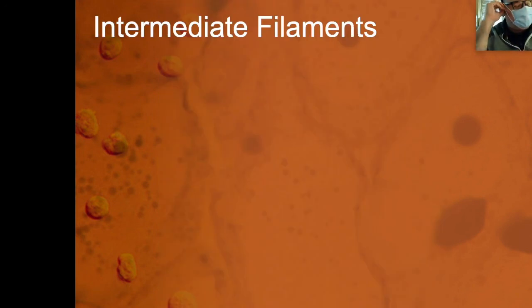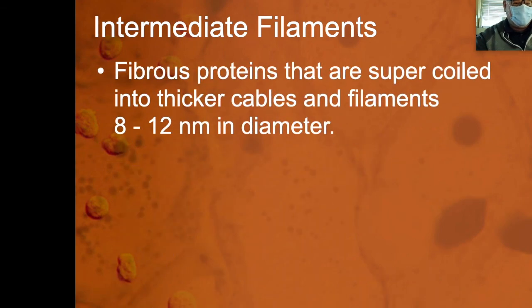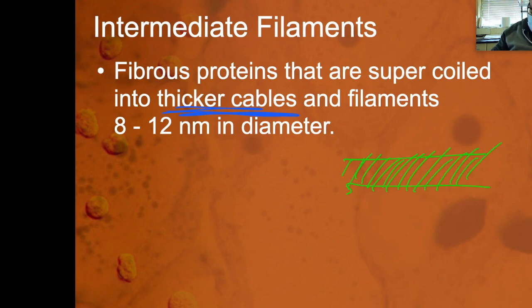All right, intermediate filaments. These are sort of the middle-sized filaments. And they're made of proteins that are in thicker cables, okay? These aren't tubes. They're thicker. And they kind of have a ropey appearance. I don't know, it kind of looks like a big rope. Almost braided, but not quite.